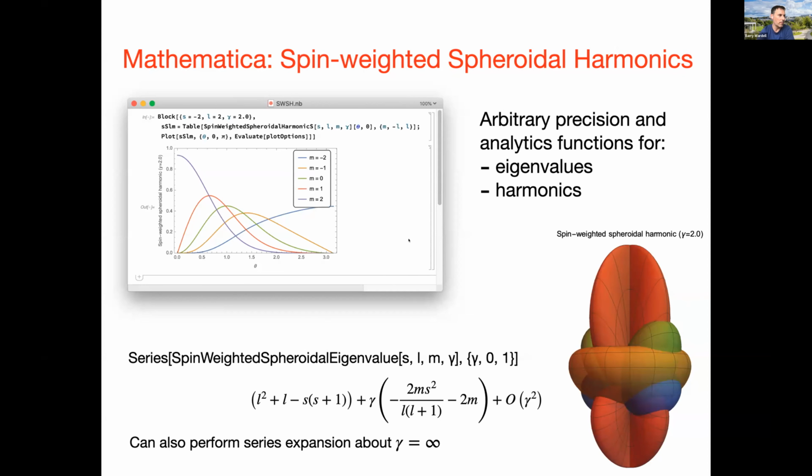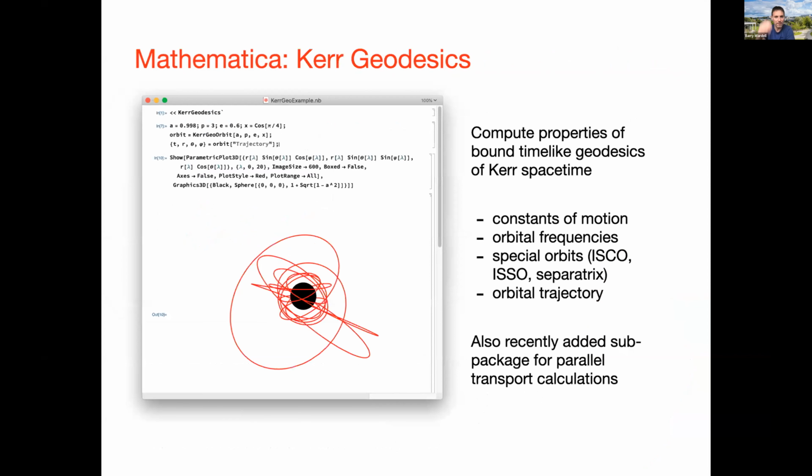So that's the spin-weighted spheroidal harmonics. A couple of other packages. We have the Kerr geodesics package. As I said, this one was used to produce that movie on the first slide. Here's an example, a couple of lines of how you might do that.